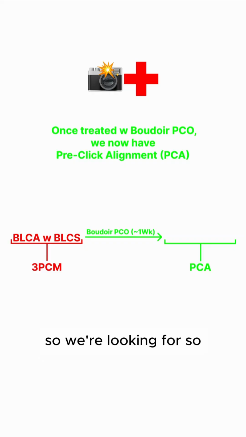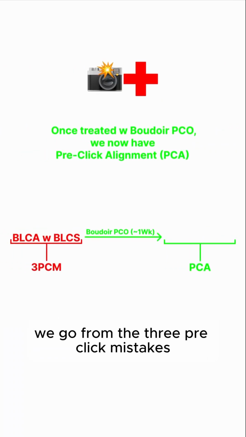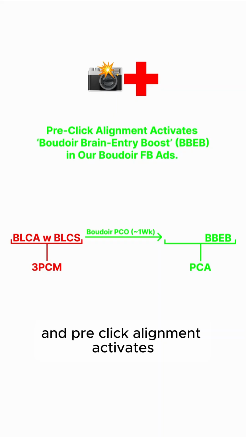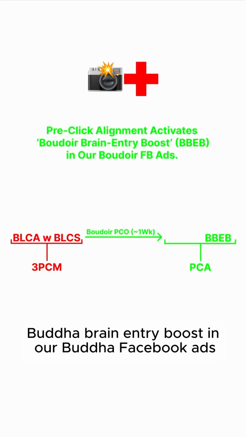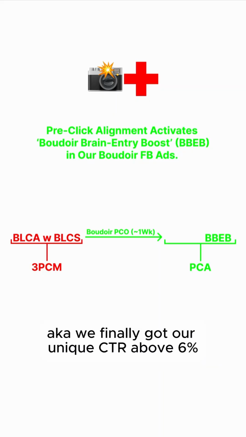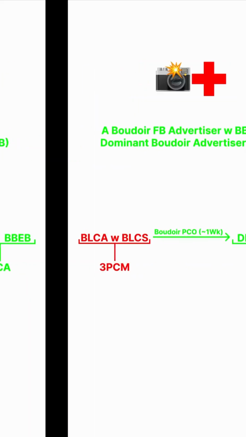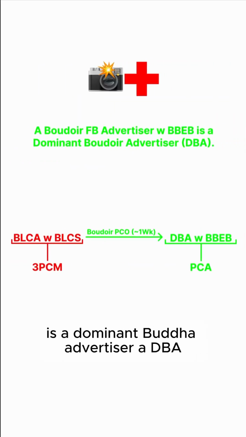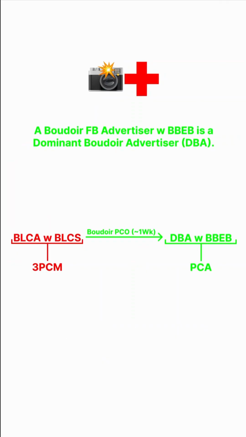So we go from the 3 pre-click mistakes to pre-click alignment. And pre-click alignment activates boudoir brain entry boost in our boudoir Facebook ads, aka we finally got a unique CTR above 6%. And a boudoir Facebook advertiser with boudoir brain entry boost is a dominant boudoir advertiser, a DBA.